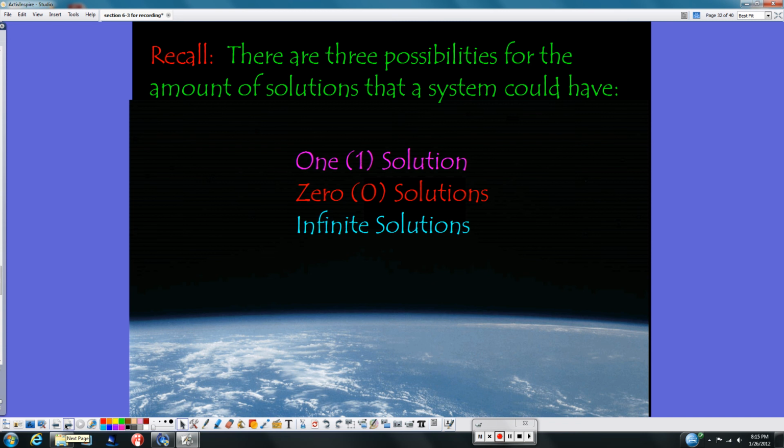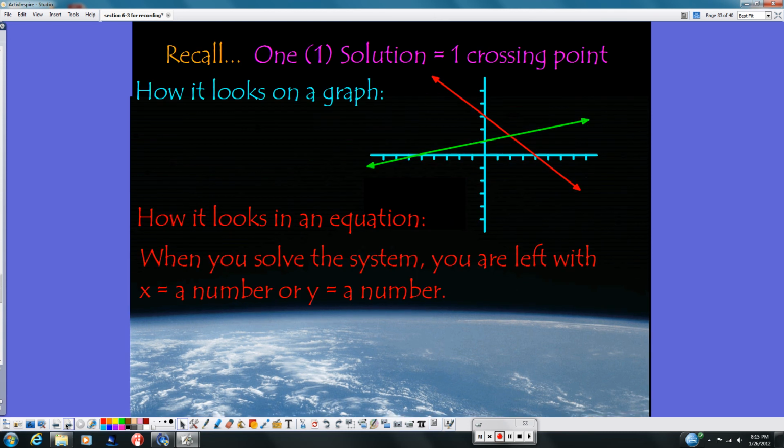Let's review our possible solutions for systems. Remember, we can have one solution, no solution, or an infinite number of solutions. Remember what one solution looked like in a graph. It had one intersection point.